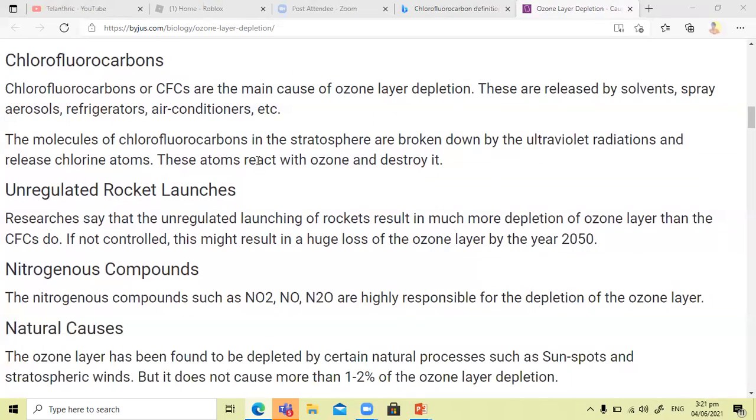So basically, the radiation from the sun is supposed to destroy these CFCs, but it's not doing that because we're releasing too much for it to handle. And yeah.